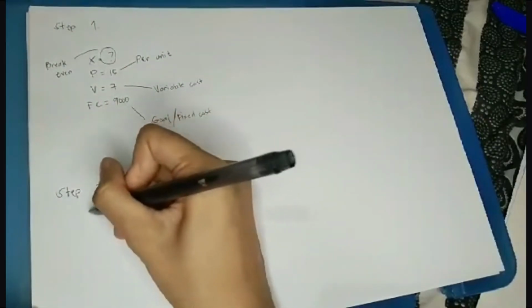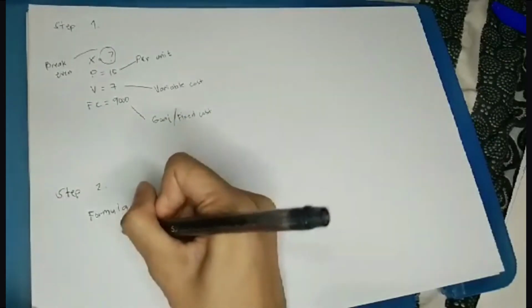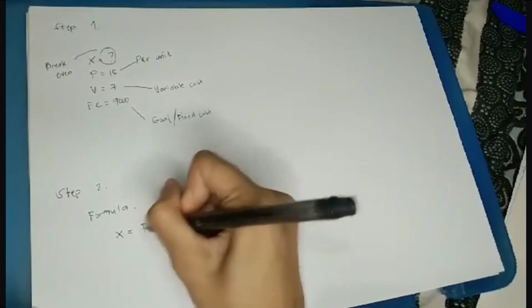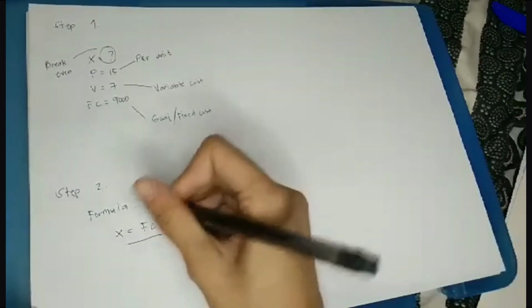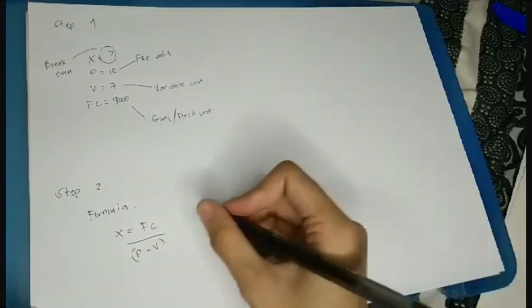Step 2 is to devise a plan. Dito papasok yung formula na gagamitin natin. So, our formula is X is equal to FC over P minus V. Or let's say, X is equal to 9,000 over 15 minus 7.